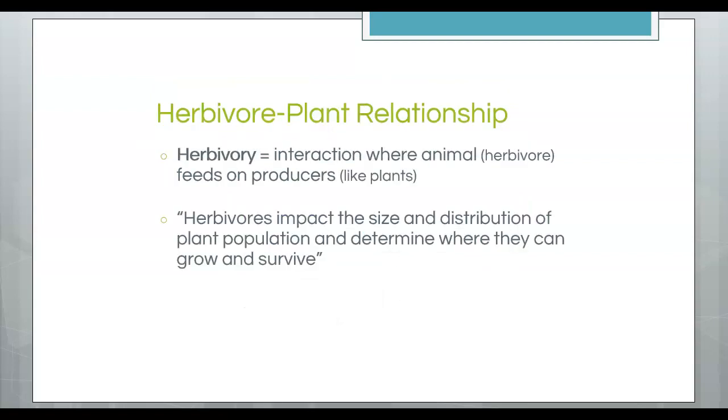Another type of biotic interaction, and again, with biotic interactions we're looking at interactions between living things, is herbivory. This is the interaction where the animal, an herbivore, which also could be an omnivore, will feed on producers like plants. Herbivores will impact the size and distribution of the plant population, and it will determine where those plants can grow and survive.